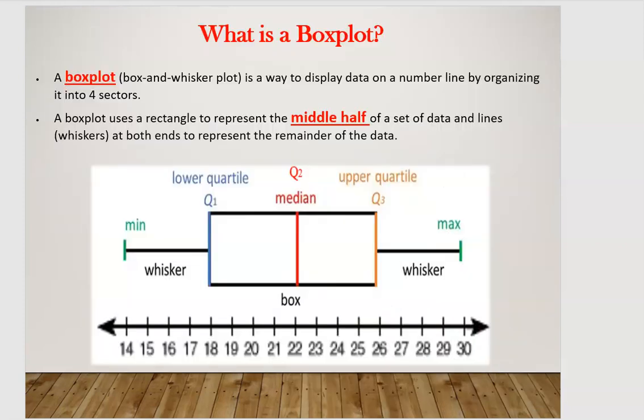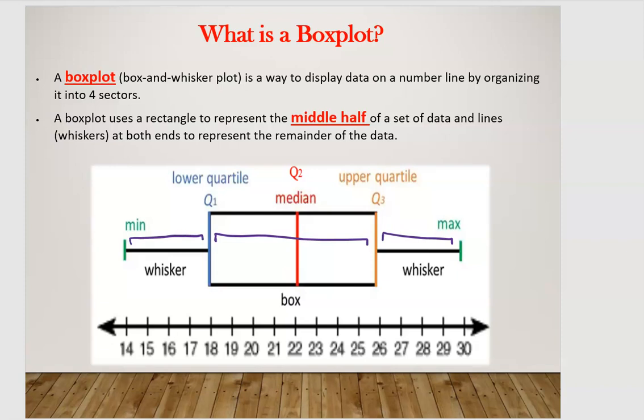So to get started, what is a box plot in general? A box plot is a way to display data on a number line by organizing it into four sectors or four different sections. They use the rectangle to represent the middle half of my data, and then the whiskers that shoot out on either end represent the remainder of the data. So we have the lower quarter of the data, the middle half of the data here, and then the upper quarter of the data. All of the data is basically split into four equal parts.